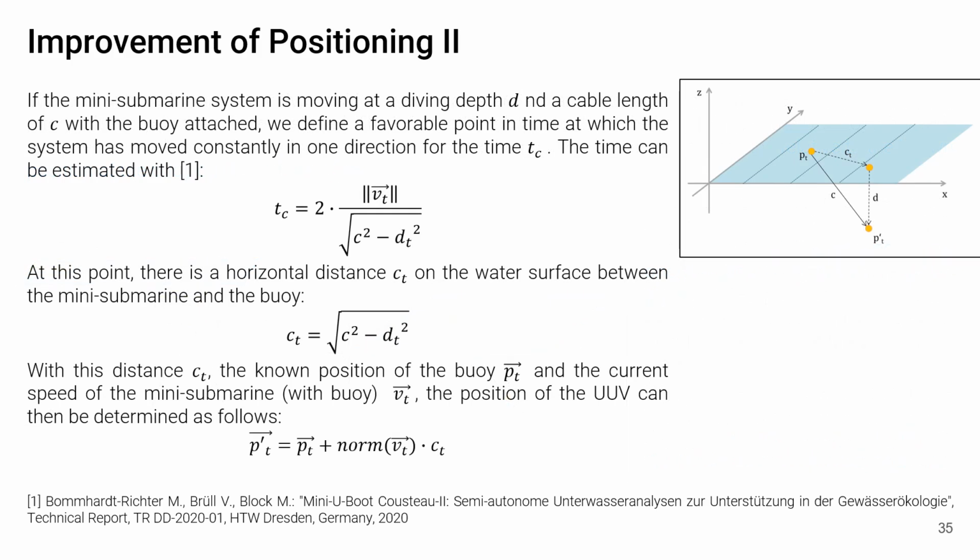Using the Pythagorean theorem, we can estimate the position of the mini submarine in a very simple way. As parameters, we need the diving depth, the cable length between the mini submarine and the buoy, and the situation that both are constantly moving in one direction for a certain time so that the cable is fully extended and tensioned. In these situations, we can therefore determine the position of the mini submarine relatively well.